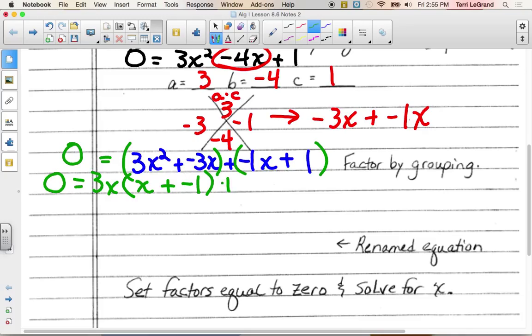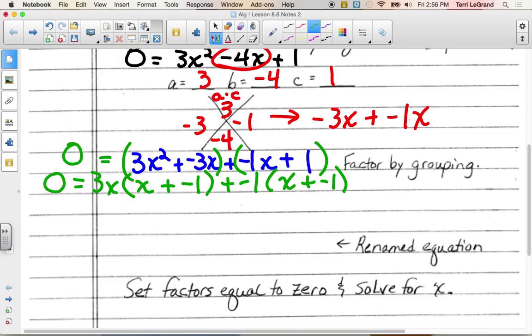Then plus, what's the GCF of the second group? 1. If we factor out 1, won't we have a negative x at the beginning? And we want a positive x, so what should we factor out instead? Let's do a negative 1. Because then we'll have x plus 1 divided by negative 1, negative 1. Now those factors match like we need them to. We need the x plus negative 1 to match.